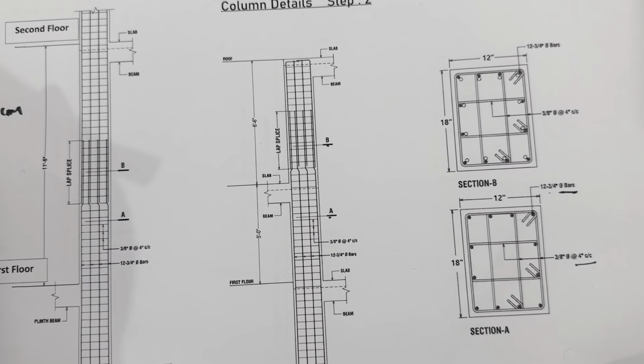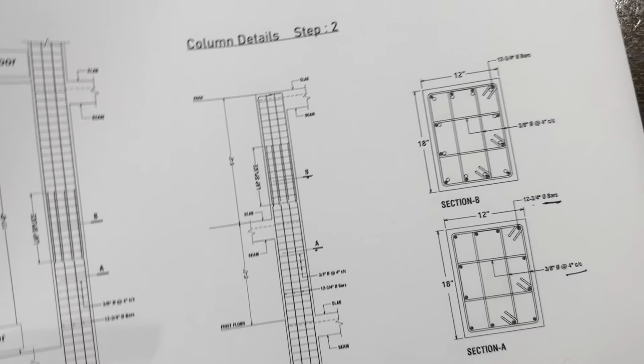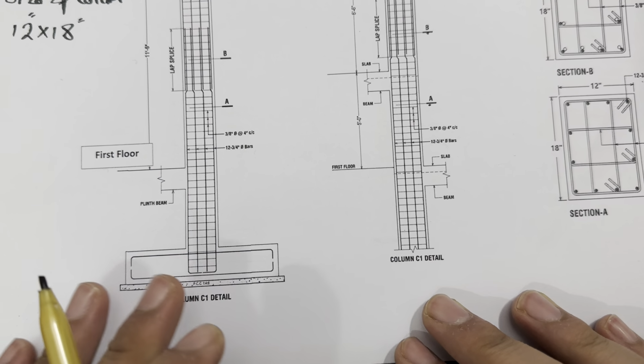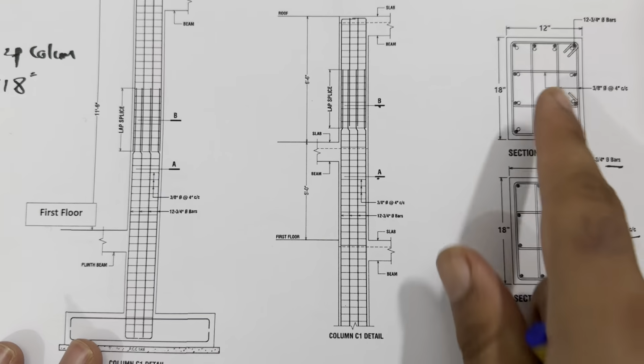So now let me guide you for the foundation first of all, and you will know very well about the other details. So this is column C1 specially. For the column C1, guys, you can see we did the PCC with the thickness of 3 inches. Here, this is with the thickness of 3 inches. So the bed depth here is 18 inches. This is the bed depth, which is 18 inches.